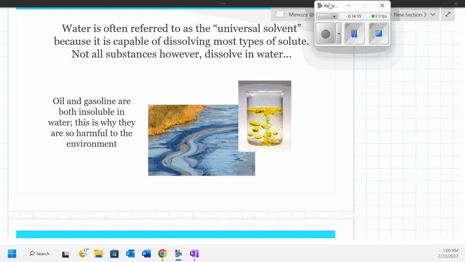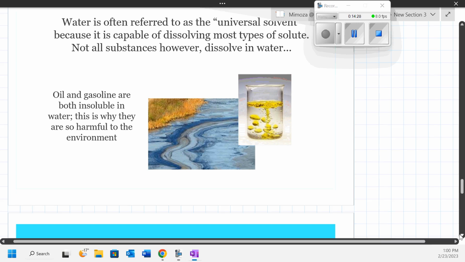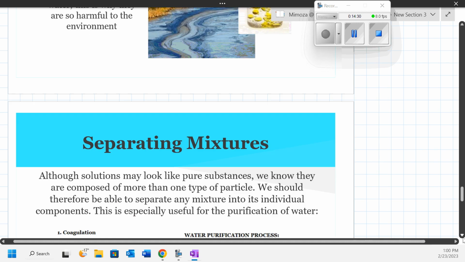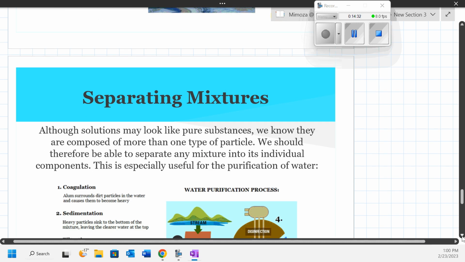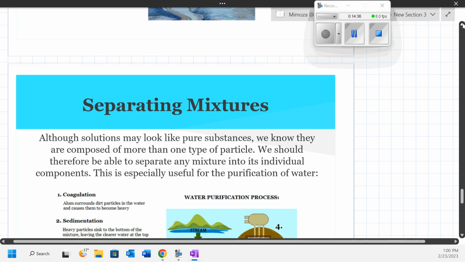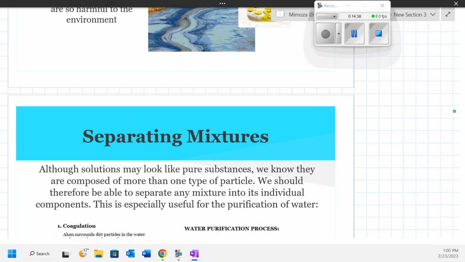This is one of the reasons why oil and gasoline are harmful to the environment. So when we are working with oil and gasoline, we have to keep in mind that they do not mix together.